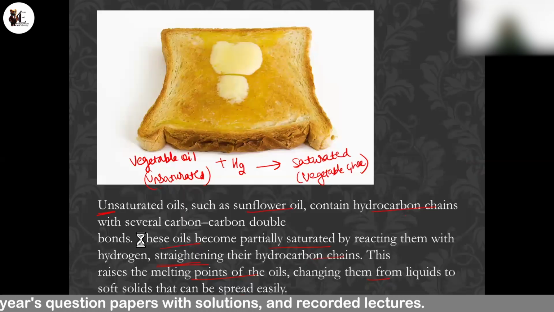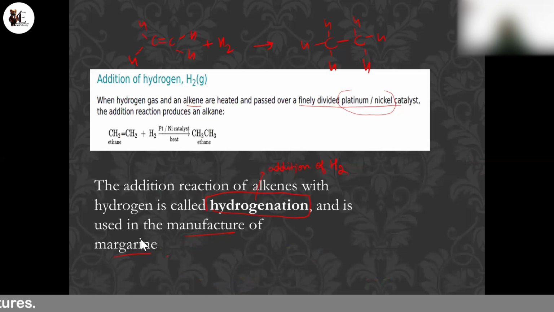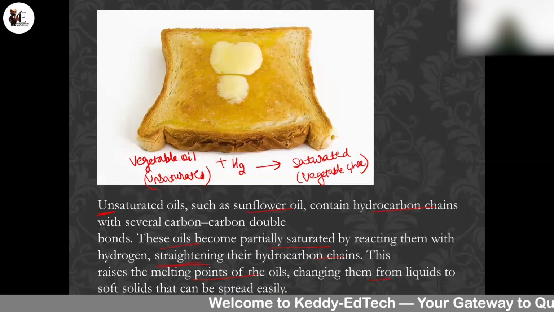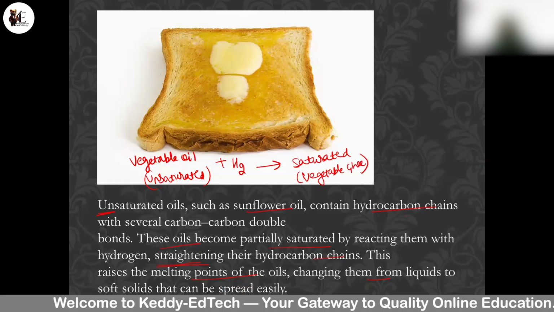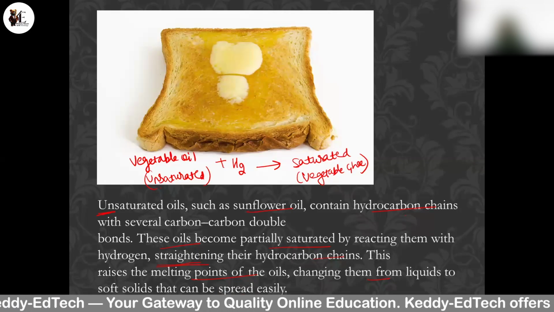So today we have discussed the addition of hydrogen. Take a screenshot of this. This is very easy. You just have to add hydrogen and convert the carbon-carbon double bond to a carbon-carbon single bond. This reaction is known as hydrogenation of alkenes. This is the application of this reaction: vegetable oil, when we add hydrogen to it, solidifies and is converted into vegetable ghee or margarine.